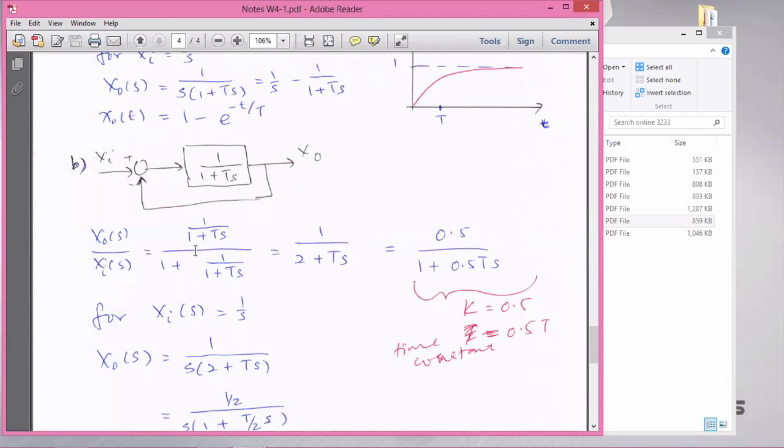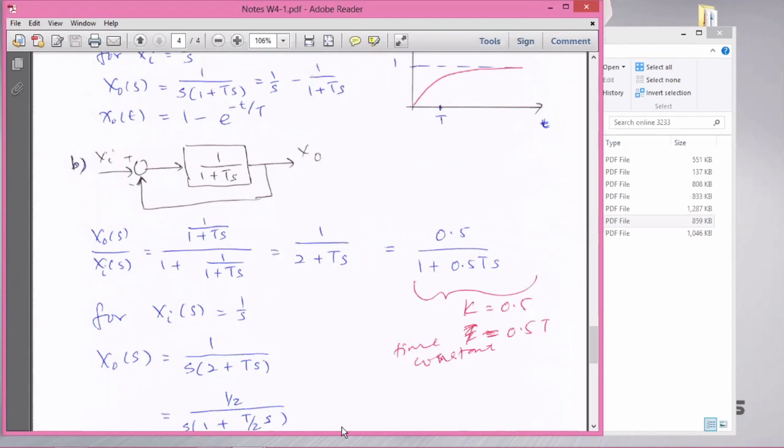It's like this: the forward path divided by 1 plus G multiplied by the feedback path, the feedback gain. Then you can solve that to get the overall transfer function, and put it in the general format of the first order transfer function. In this case, the gain is 0.5, and the time constant has changed from T to 0.5T.